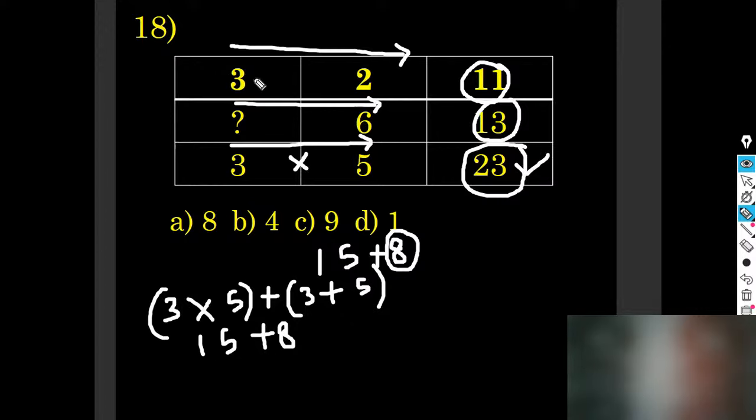Check with the first one also. 3 into 2 plus 3 plus 2. 3 into 2 is 6. 3 plus 2 is 5. So 6 plus 5, which is equal to 11. They are multiplying the digits, they are adding the digits, and they are adding those both. So first multiply question mark and 6.